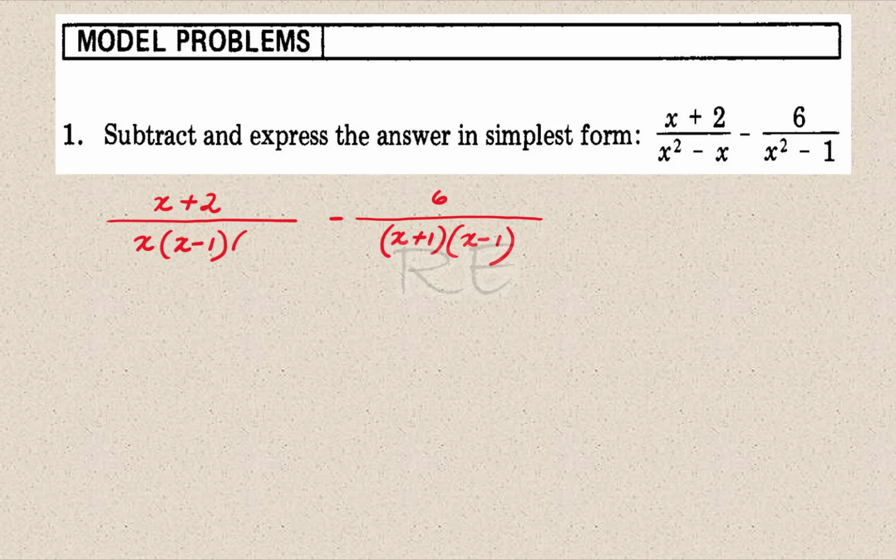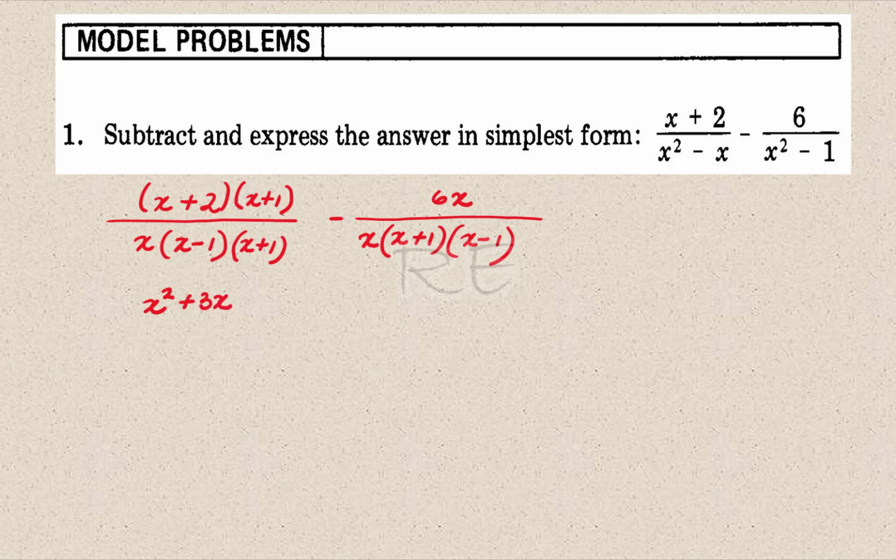The first one, we need to multiply by x plus 1 over x plus 1. The second one, x is missing, so we need to multiply it by x over x. Now that the denominators are the same, we can combine the numerators.